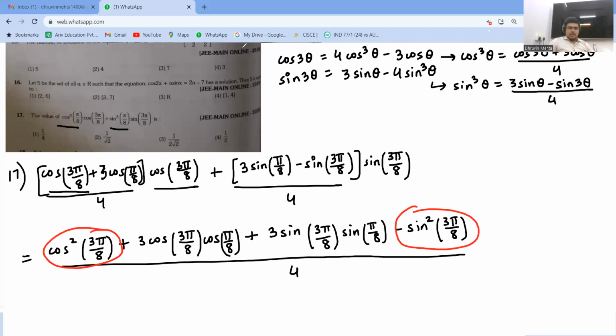This is cos square theta minus sin square theta, which is cos 2 theta का तो formula. So this will be cos of 3 pi by 4 now.